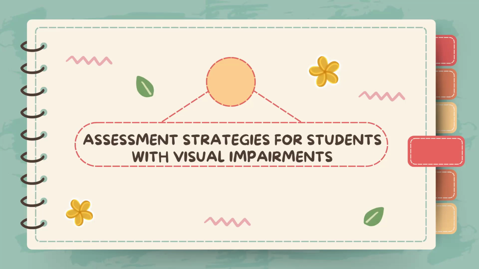test taking. We have now covered various strategies for teaching students with visual impairments, including differentiated instruction, assistive technology, and tactile learning methods. As educators, it is our responsibility to ensure every student has equitable access to education. By implementing these strategies, we can create a more inclusive and supportive learning environment for students with visual impairments.